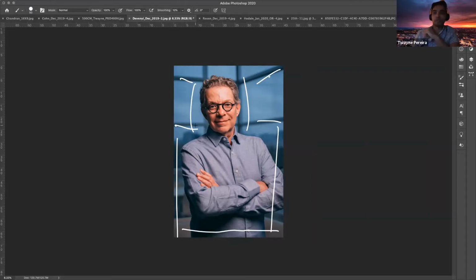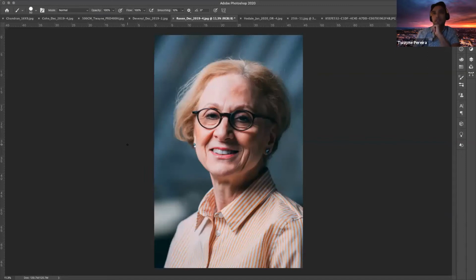You want to showcase the person, their face. You don't want other distracting elements. So I've used what could have been potentially a distracting background with these lines to frame Dr. Devennier's face.